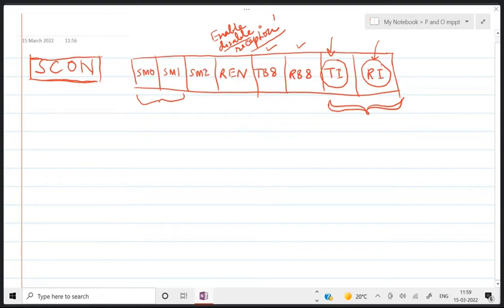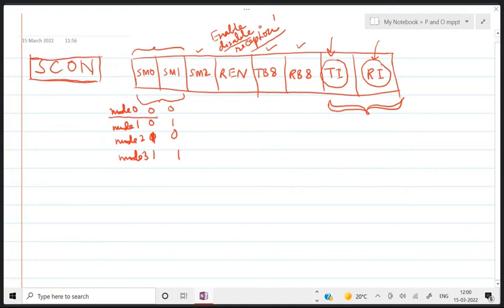Now SM2, again I will come to it after a while. Before that, SM0 and SM1. These are mode selection bits. There are two bits, so four modes are possible. When both are 0, it is mode 0. 0 1 means mode 1. Sorry, 1 0 means mode 2, and 1 1 means mode 3. So this is mode 0, mode 1, mode 2, and mode 3.